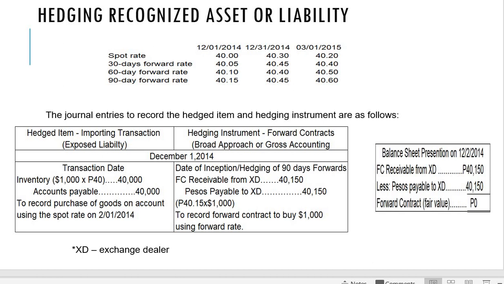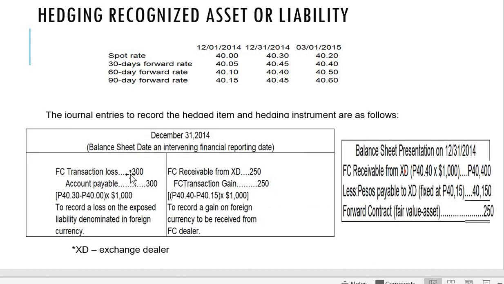Okay, so next we have the journal entries on December 31. We have our hedged item and the hedging instrument. Our hedged item is based on spot. Our hedged item is an exposed liability, diba? So with an exposed liability, if it increases, that means loss, and if it decreases, that means gain. Take note that from December 1 to December 31, the value of the spot rate increased. That's actually 0.3 times 1,000, the number of foreign currency. So, you have a loss of 300.